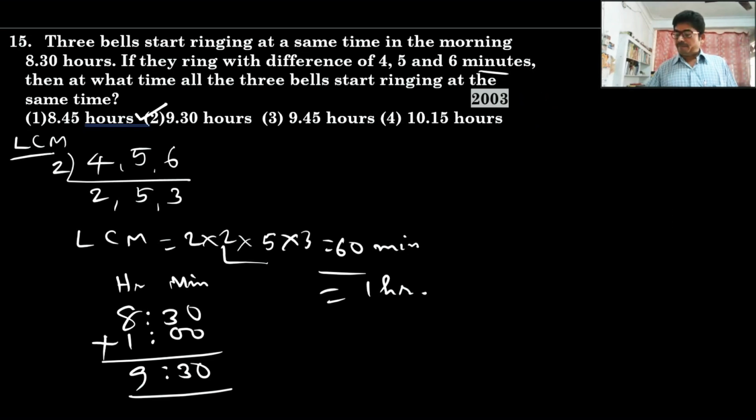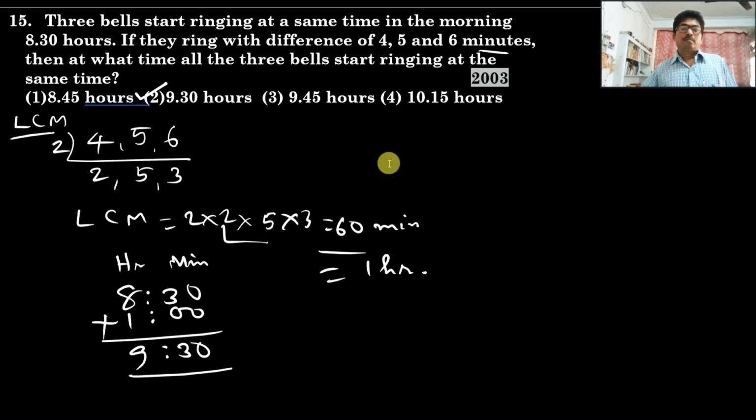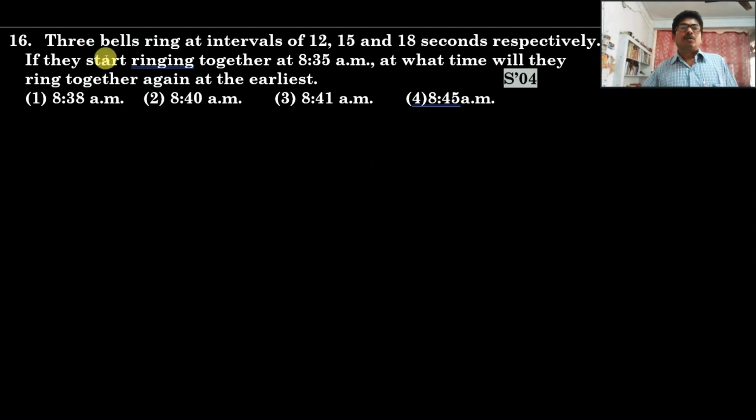16th question. 3 bells ring at intervals of 12, 15 and 18 seconds respectively. If they start ringing together at 30 minutes past 8, 8:35 am, at what time will they ring together again at the earliest? So this is also the same. We have to find the LCM of these numbers.